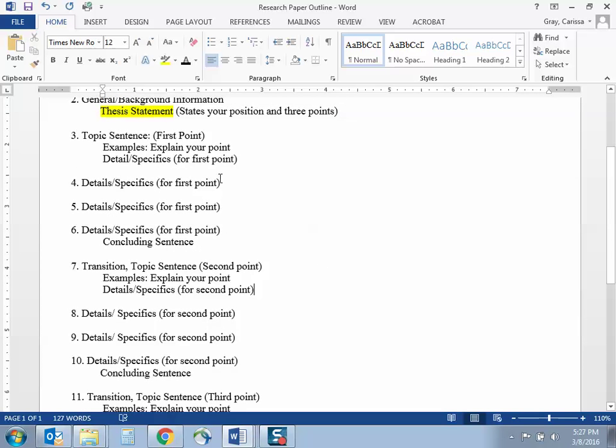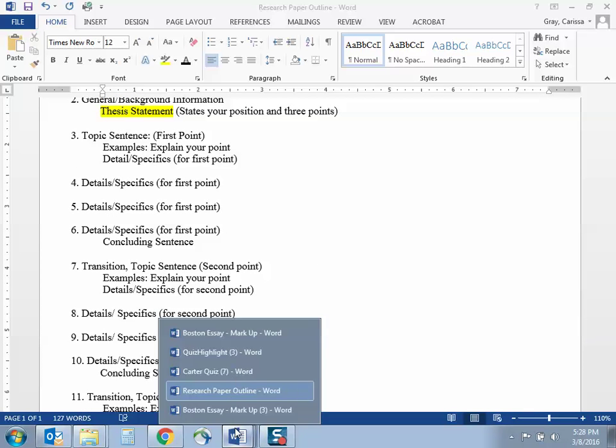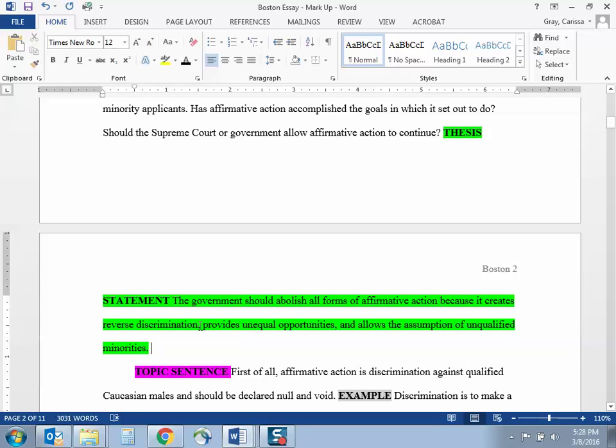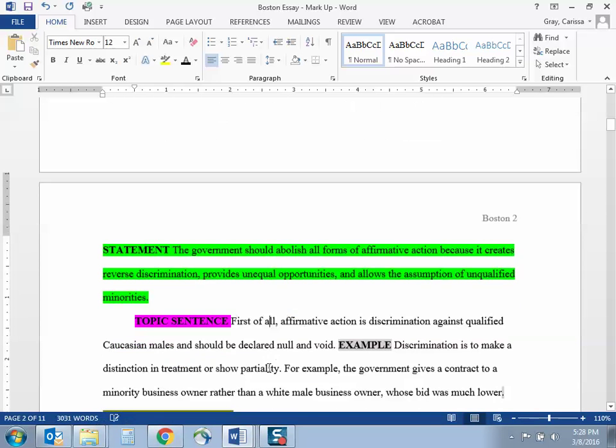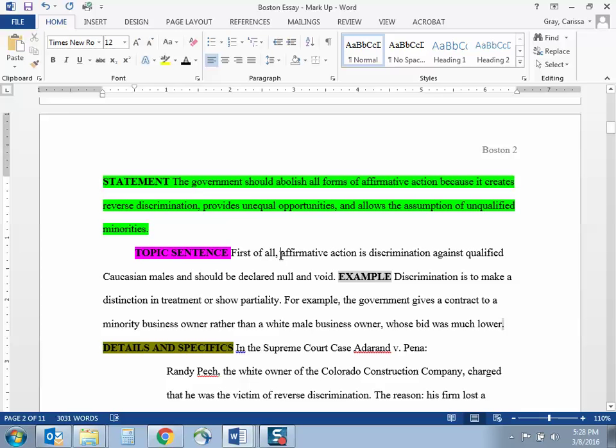We're going to take a look at one of LaWanna's points. The first thing LaWanna said is that discriminative action creates reverse discrimination. This is topic 1. Let's read her topic sentence. First of all, affirmative action is discrimination against qualified Caucasian males and should be declared null and void. Her first opinion is, while we're trying to protect minorities, we are in turn hurting white males because even though they are qualified, they may not get the job or they may not be admitted into the college because they are white men. And LaWanna does not think that is fair. That is her first point.